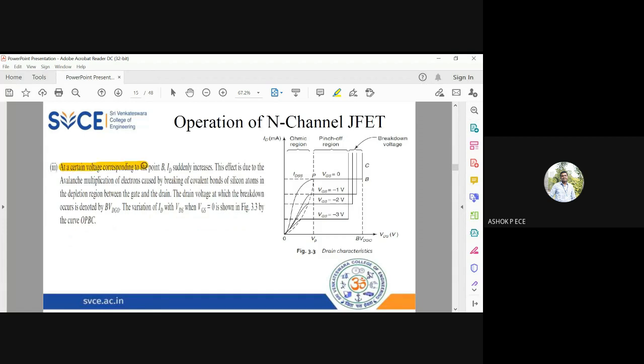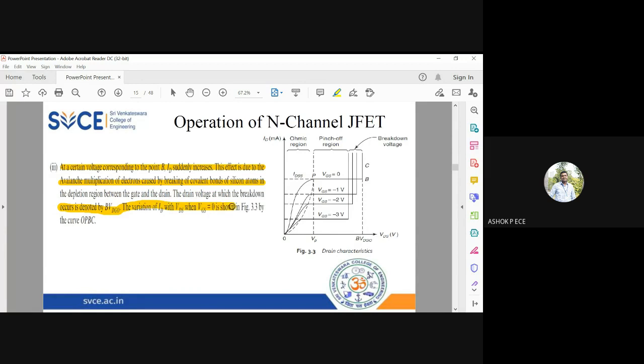And finally you see at a certain point after B, ID suddenly increases. It is due to avalanche breakdown. You know this, I need not explain what avalanche breakdown is. So 1 electron becomes 2, 2 becomes 4, 4 becomes 8, it is going to multiply as 2 power n, correct? So when more number of electrons are available, they will break the covalent bonds very easily. And the depletion region is reverse biased. So they will cross the depletion region by some way, giving rise to enormous amount of current flowing through the device. That voltage is given by the breakdown voltage BVDGO.